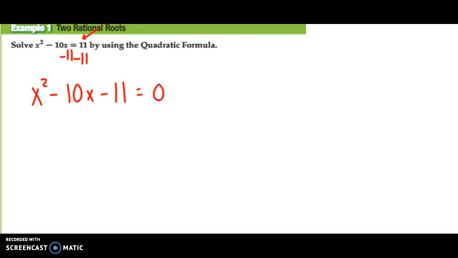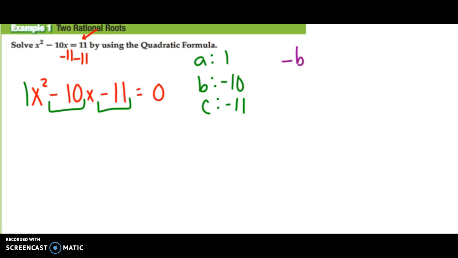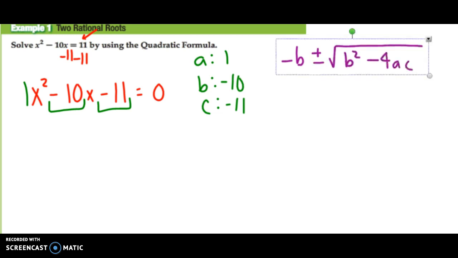Now notice it's equal to 0. If I'm going to find out what a, b, and c are, a would be the number in front of x squared. In our case, it's going to be 1. b is going to be negative 10. Notice I use the minus sign in there. And c, you can figure out, is minus 11. Again, I use the minus sign, so that's going to be my negative 11 right there. So my quadratic formula is negative b plus or minus the square root of b squared minus 4ac all over 2a.